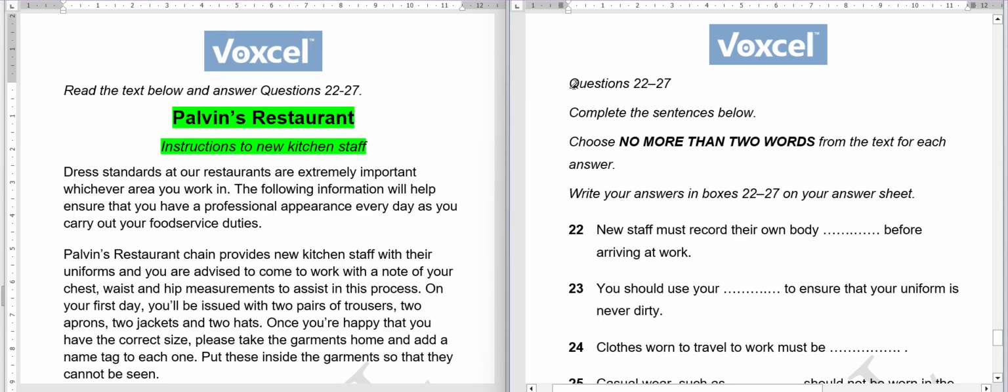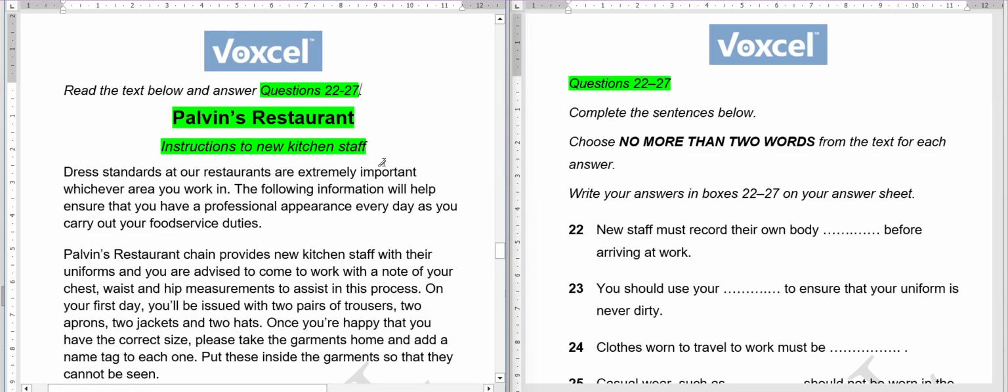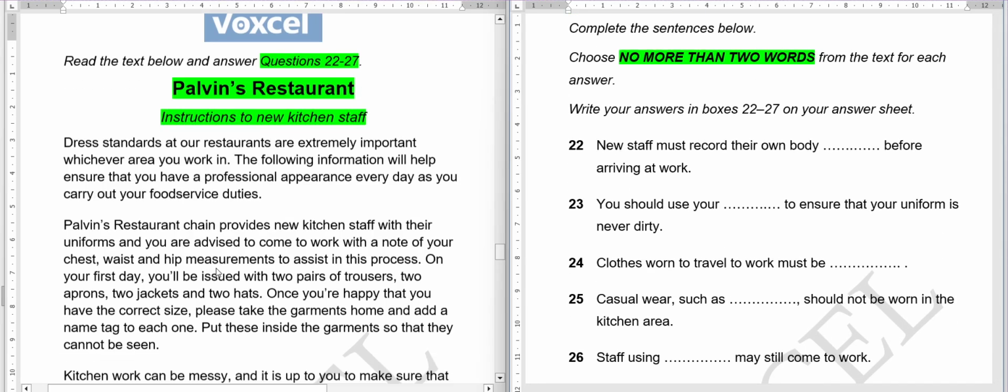So here are the questions 22 to 27. Complete the sentences. We have to write no more than two words. So we can write one word, or we can write a maximum of two words, not more. We cannot write three or four words. One or two words are perfectly fine, but not more than two. If you write more than two words, your answer will be marked as incorrect. Let's read the question now.